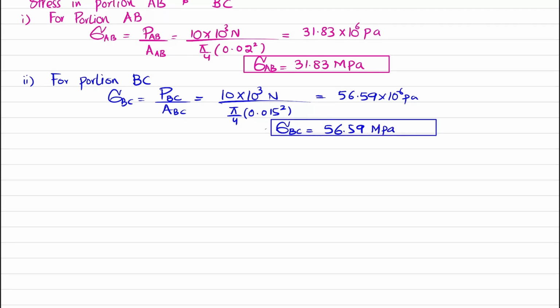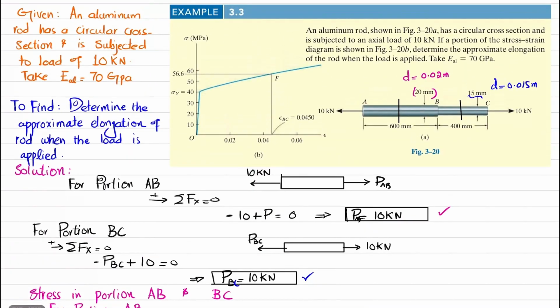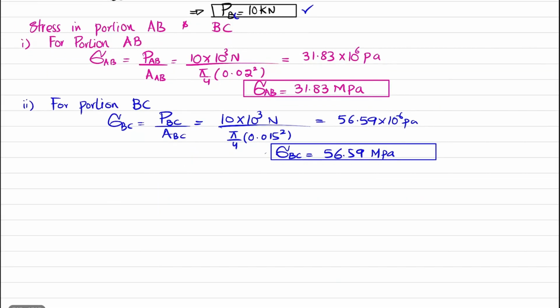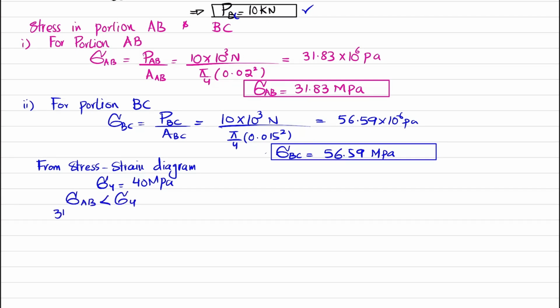Now you have this stress. So what we will do is that from the stress strain diagram, you can see the yield stress is 40 megapascal. So I will write from stress strain diagram, sigma yield is equal to 40 megapascal, and you can see that sigma AB is less than sigma yield. Sigma AB was 31.83 megapascal, and that is less than 40 megapascal. So that means portion AB is in elastic region. So we know that stress in AB is equal to E into epsilon AB, because this is in elastic region. So we can apply Hooke's law.